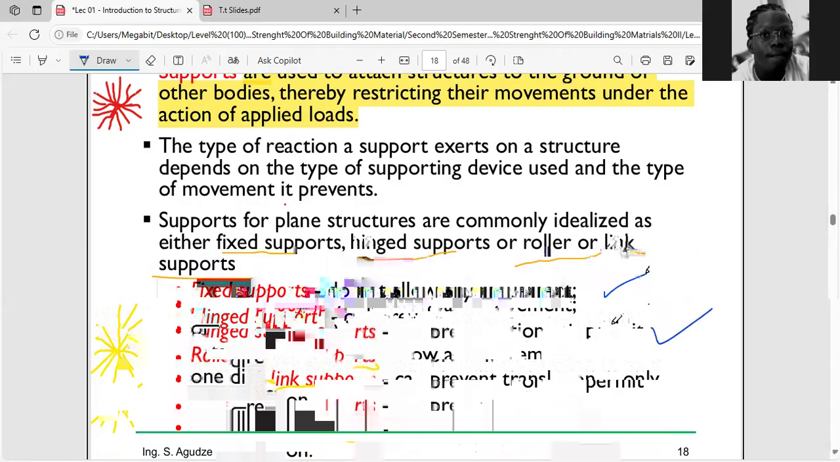We say the hinge support can prevent translation and permit rotation. But for roller or link support, they can prevent translation in only one direction.